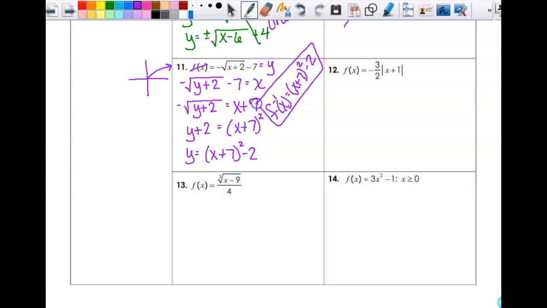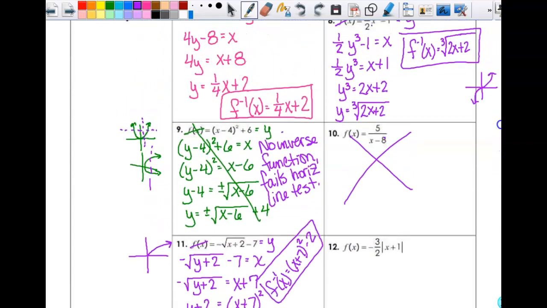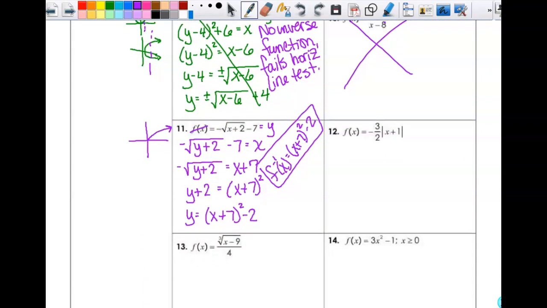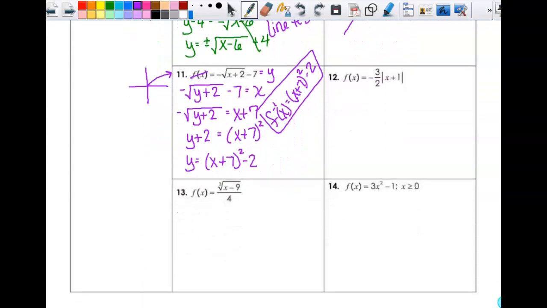All right, so now we've got to think about this. This is the square root curve. This is a parabola. And we know that that's a parabola. So something's weird here. Here's what this says up here. State any restrictions on the domain. Okay, so let's think about our original function. Our original function here, right? I want to know what the domain and the range is here.